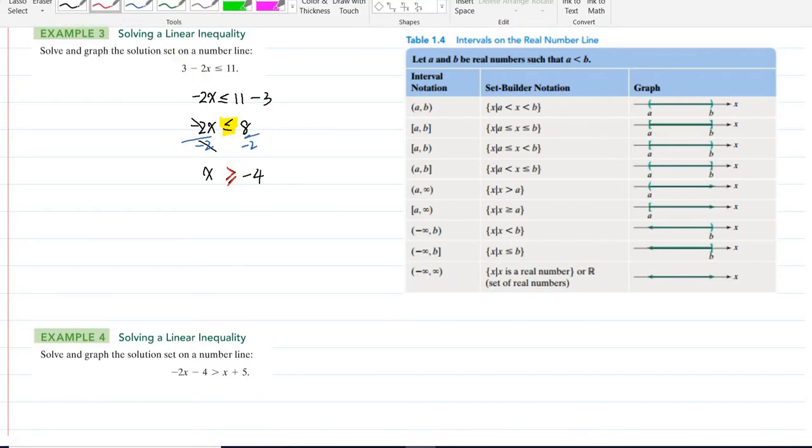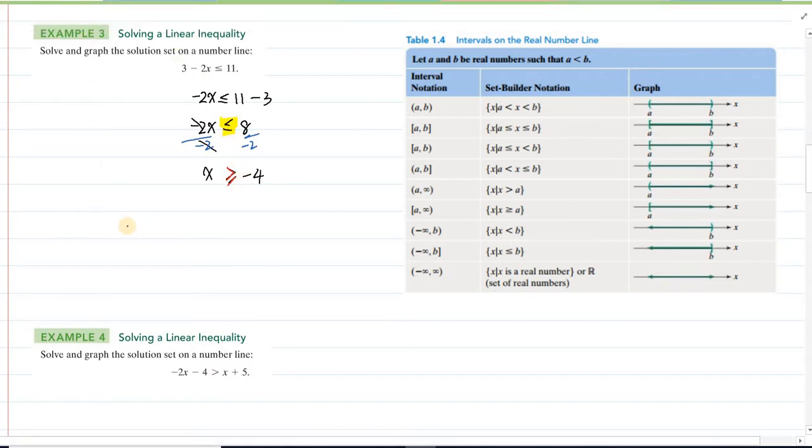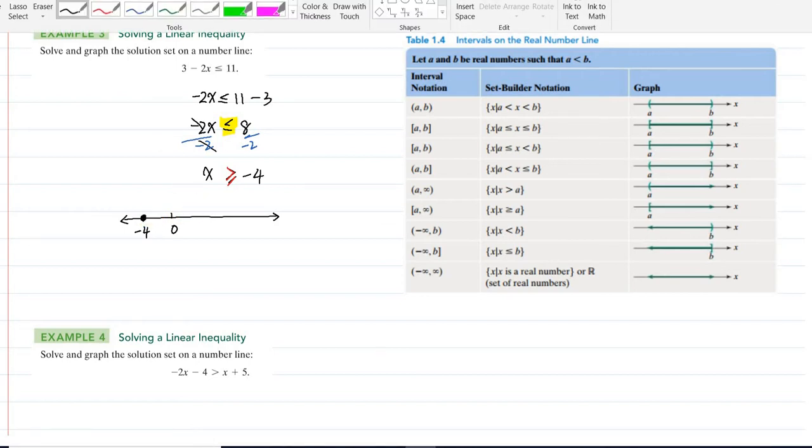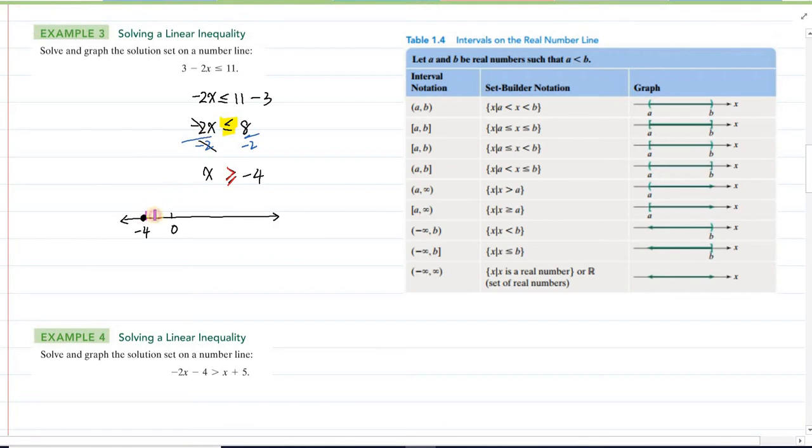So once we have this, we want to write it in notation form. Before I write it in notation form, since I'm not used to it, what I'm going to do is find my 0 and find my negative 4. I know it's greater than or equal to, so that means it's a solid circle. And then since it's greater than or equal to, I'm going to color this side. Once we have this, I'm going to write it in the notation form.